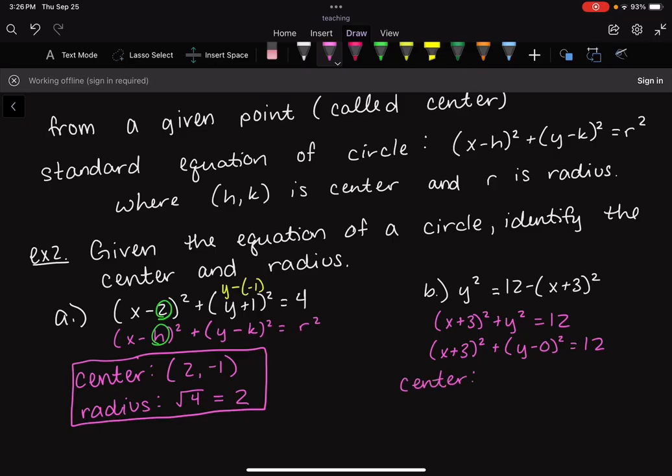So my center here would be (-3, 0). My radius is square root of 12, which simplifies to 2 root 3.